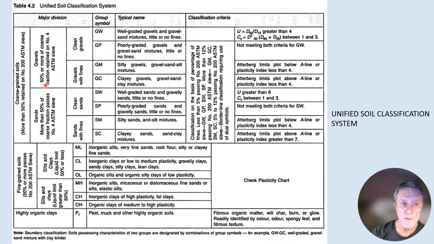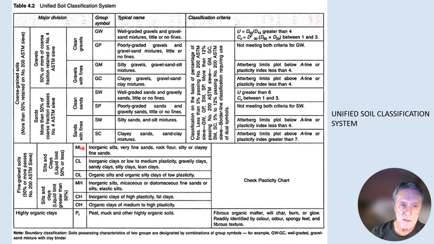Size goes from top to bottom. These are the coarser soils up near the top. So you have gravels, silty gravels, clay gravels, sands, clay sands, for example. And then you jump into the clays down here: silts and clays, silty clays, clay silts, inorganic clays, organic clays.